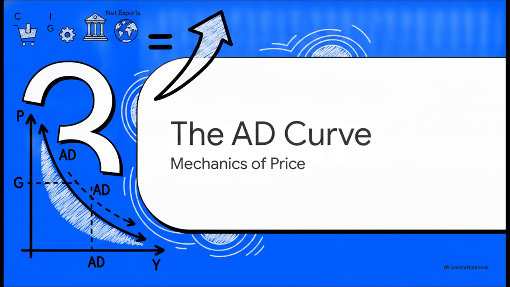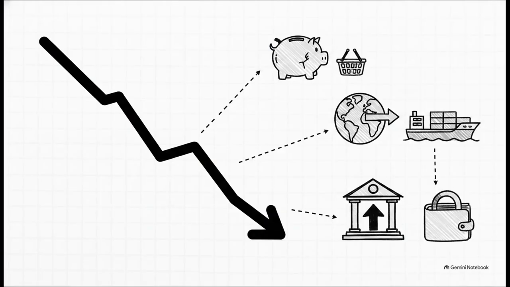Let's look at the actual mechanics of price and spending. So we have our formula, C plus I plus G plus net exports.